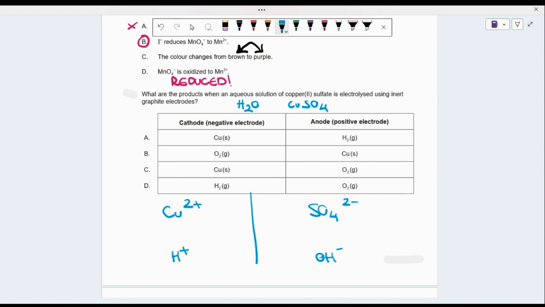But now we have to pick between each of these. Will it be the copper 2 plus or will it be the hydrogen ion? Well, the rule here is pick the less reactive. Yeah. Which one's less reactive? The copper. So you pick the copper because the less reactive will be able to accept electrons more easily.